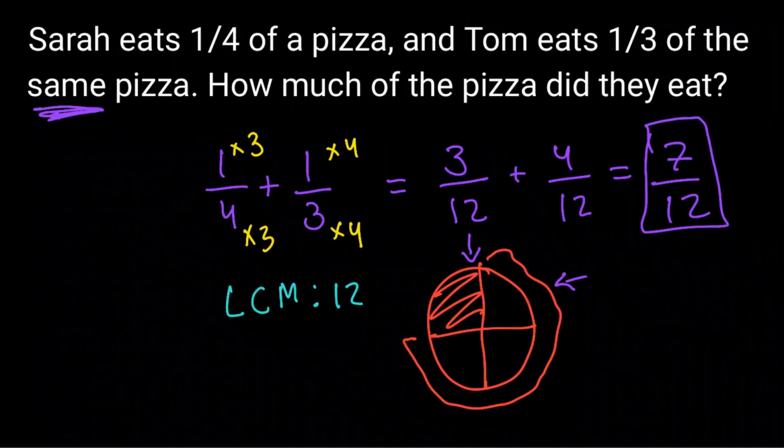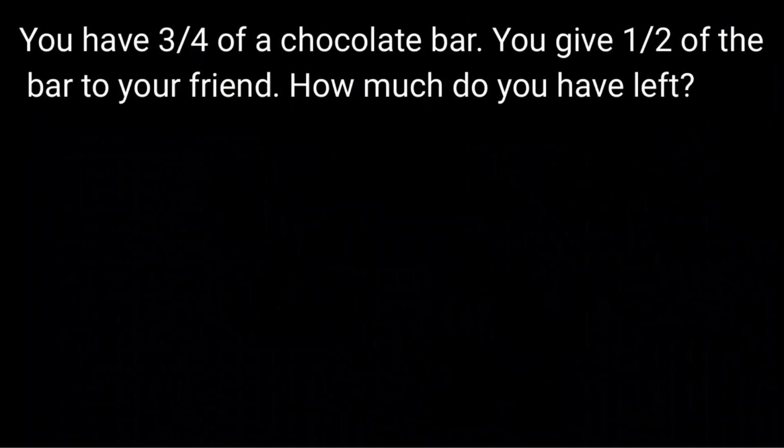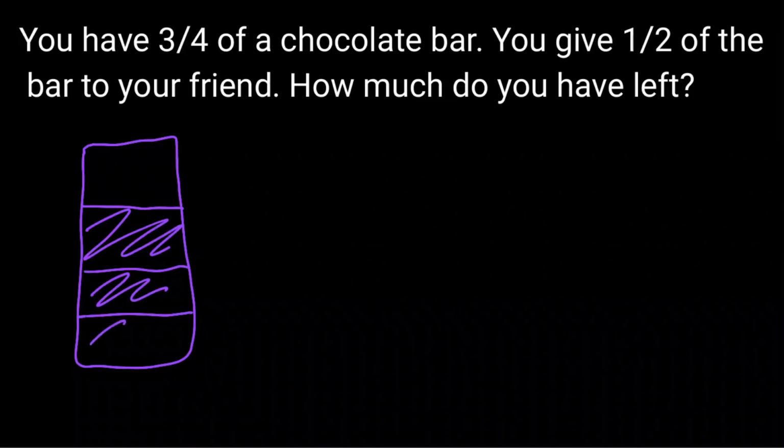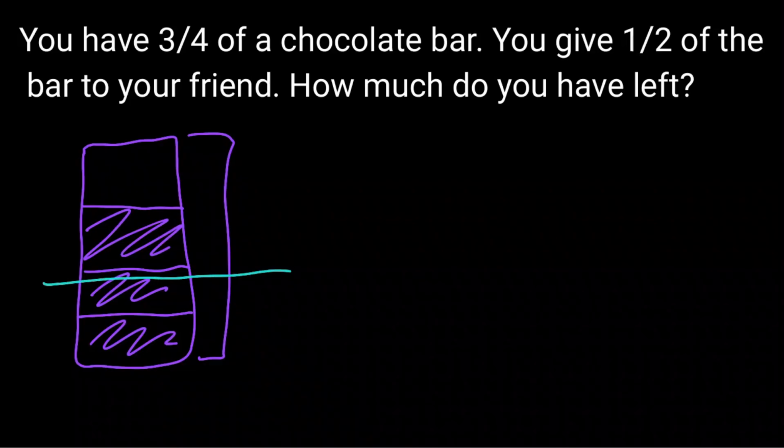Let's move on to another problem. You have 3/4 of a chocolate bar. You give half of the bar to your friend. How much do you have left? Same question. Is it the same whole thing? No, it's not. You have 3/4 of a full chocolate. So if I draw it up here, 4 sections, you only have these 3. This bar is our first whole. Then you take half of what you have, so about here, and give it to your friend. This 3/4 is our second whole.